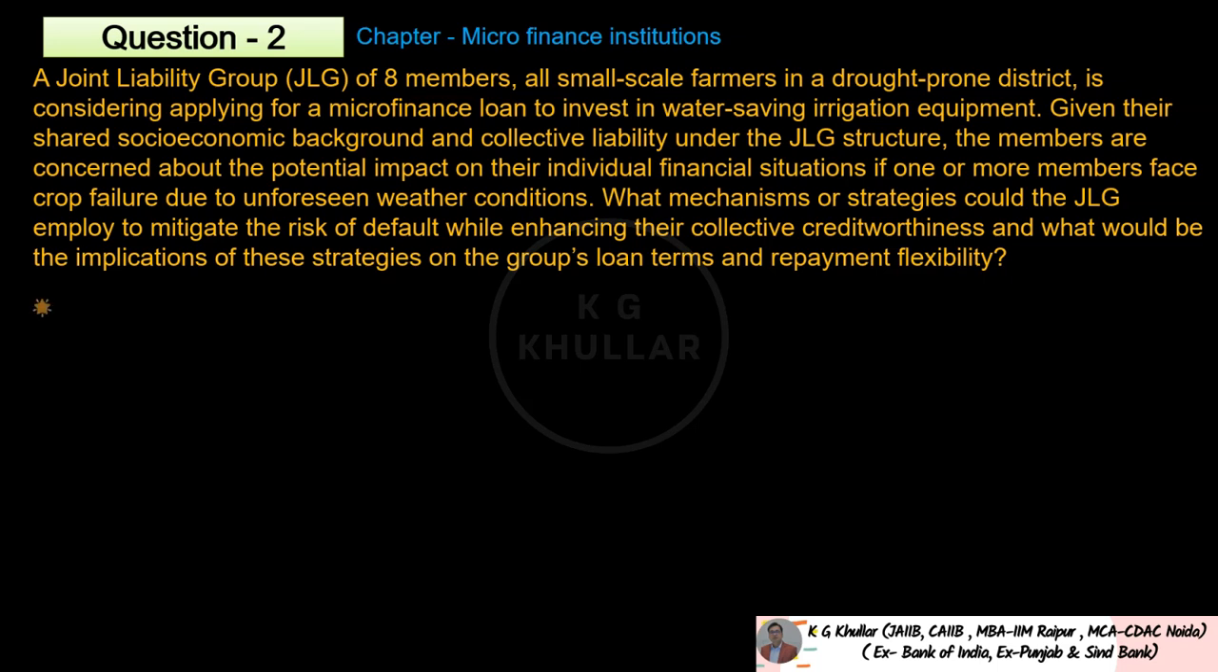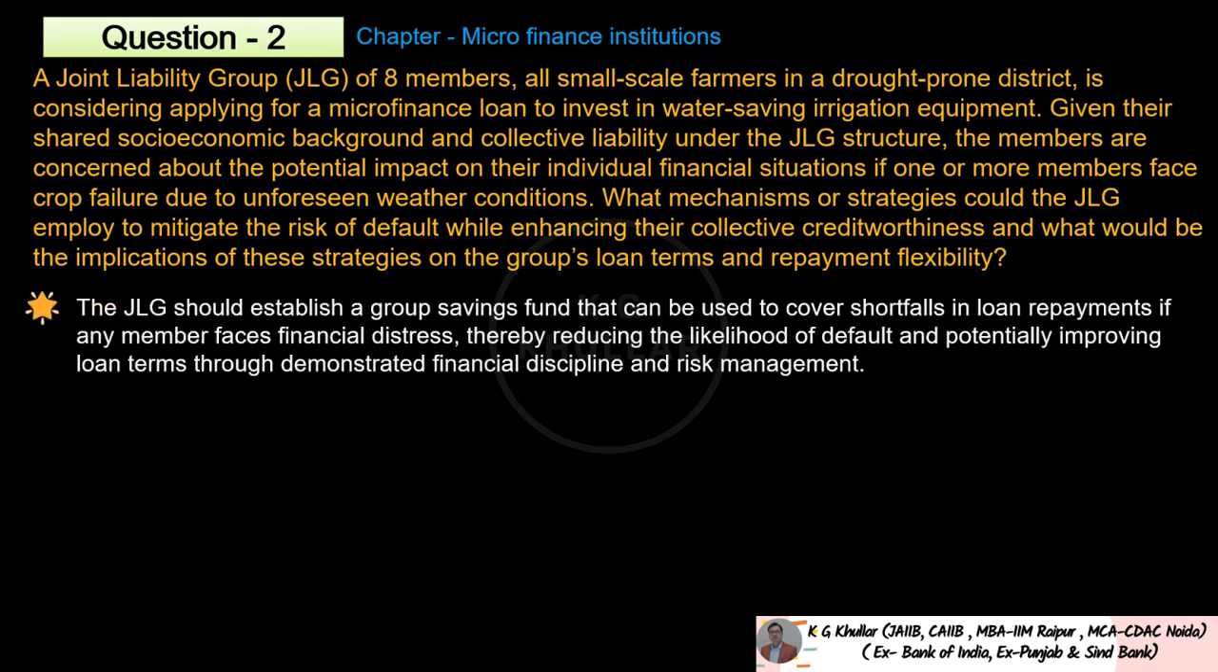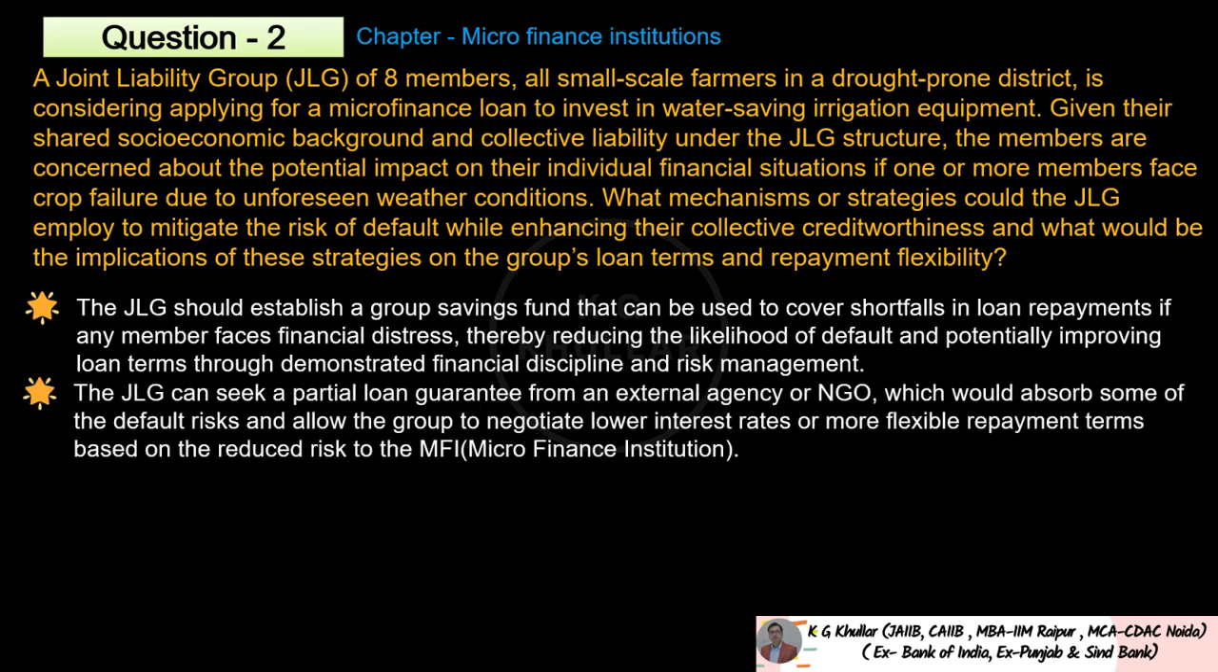And these options are given to you. That is, first option is the JLG should establish a group savings fund that can be used to cover shortfalls in loan repayments if any member faces financial distress, thereby reducing the likelihood of default and potentially improving the loan terms through demonstrated financial discipline and risk management. Then second option B is the JLG can seek a partial loan guarantee from an external agency or NGO which would absorb some of the default risk and allow the group to negotiate lower interest rates or more flexible repayment terms based on reduced risk to MFIs, that is microfinance institutions.